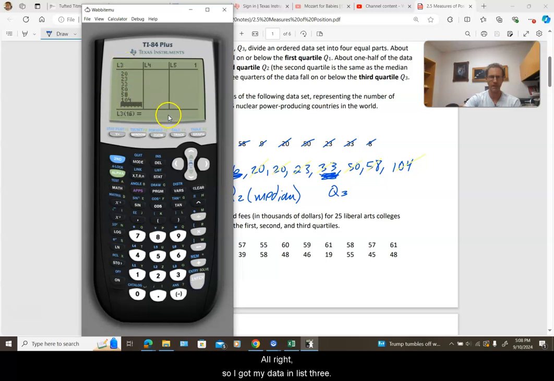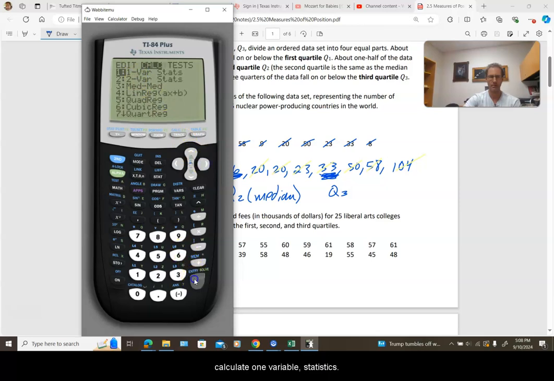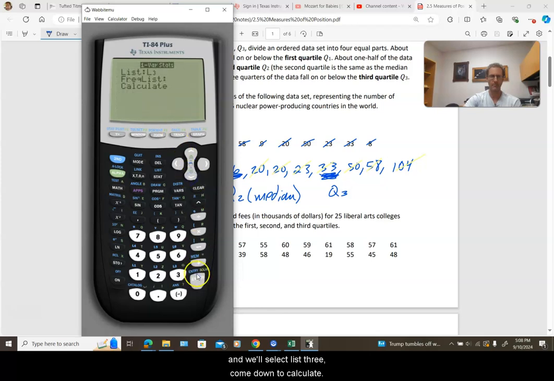All right, so I've got my data in list 3, so I'm going to come back over here to stat and go to calculate one variable statistics, and I'm going to put list 3 in there. So I'm going to go to second stat, and I'm going to select list 3, and then come down to calculate. Now, of course, this will give us the mean of the sample, and the standard deviation.